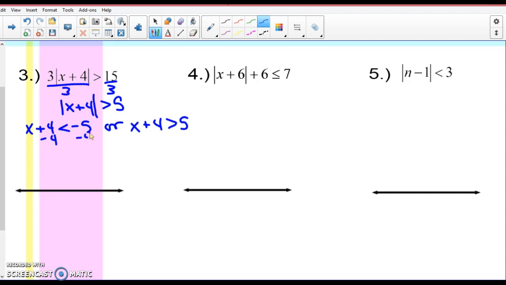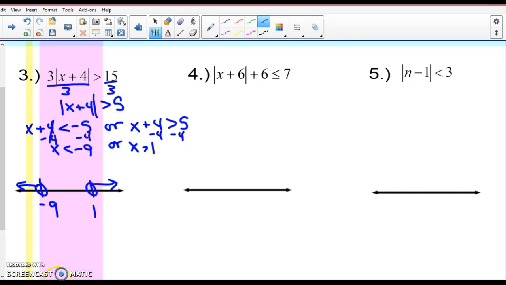Subtract 4 from both sides. So x is less than negative 9, or subtract 4, x is greater than 1. So here's negative 9, open circle, shaded left, and 1, open circle, shaded right. If you want to test, take a number that's in between these, 0. If I put 0 in here, 0 plus 4 is 4. The absolute value of 4 is 4. Times 3 is 12. Is 12 greater than 15? No. And that's not shaded.